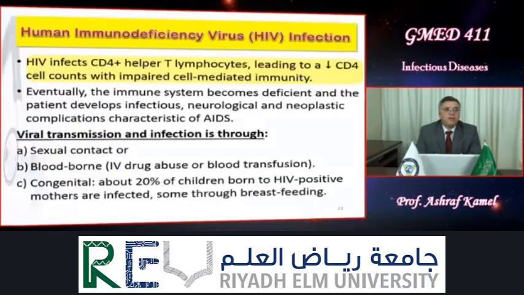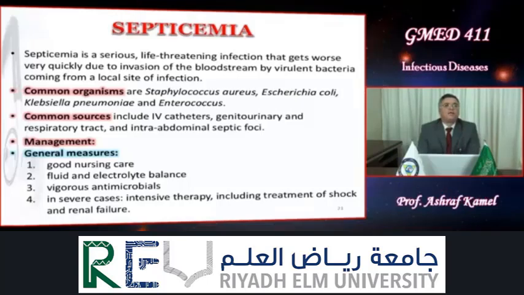Septicemia. Septicemia is a serious, life-threatening infection that gets worse very quickly due to invasion of the bloodstream by virulent bacteria coming from a local site of infection. The common organisms are Staph aureus, E. coli, Klebsiella pneumoniae, and Enterococci. Common sources include IV catheters, the genitourinary and respiratory tract, and intra-abdominal septic foci.